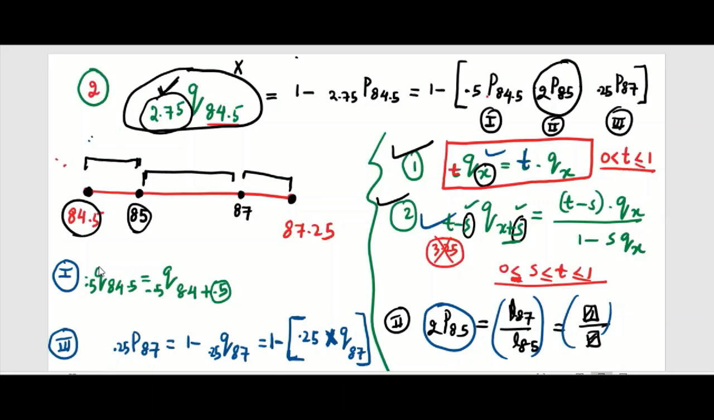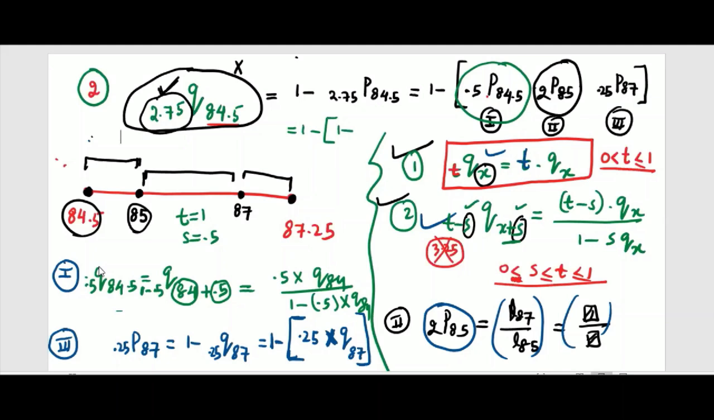So 84 you have to write anyway, the nearest integer. So 0.5 you have written. So 0.5 you write here, 1 you have to write. So in my case, t is equal to 1 and s is 0.5. Now apply this formula. T minus s is 0.5 into Q84 divided by 1 minus 0.5 into s. S is also 0.5. T minus s is also 0.5. Q84. So put these values from the table and 1 minus is there. I found only Q. So then from Q you find P. This is P. So answer will be 1 minus this value.